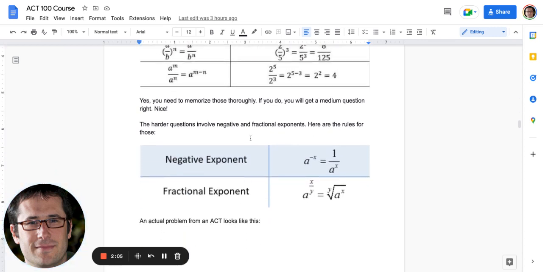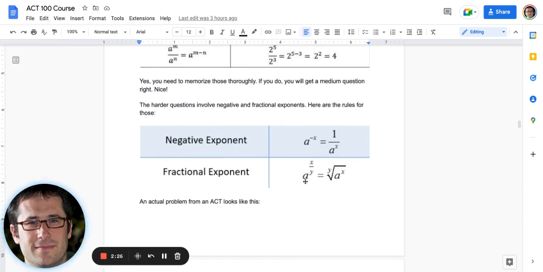There are a couple more rules that you'll only really see past number 45. So a to the negative x means 1 over a to the x. The way I like to remember that is the negative means 1 over. The second you see a negative exponent, it's just 1 over. And then what's left goes on the bottom, right?